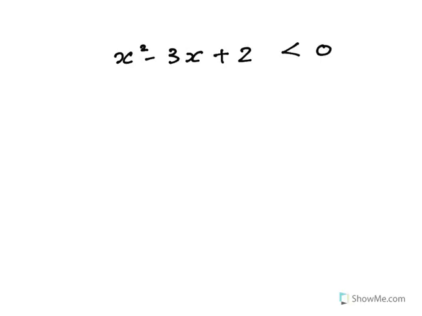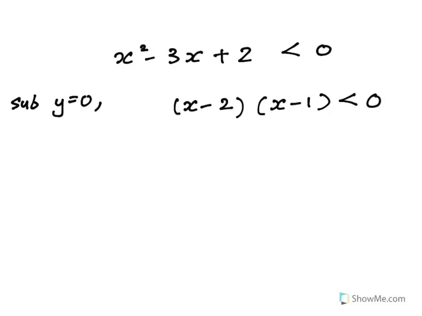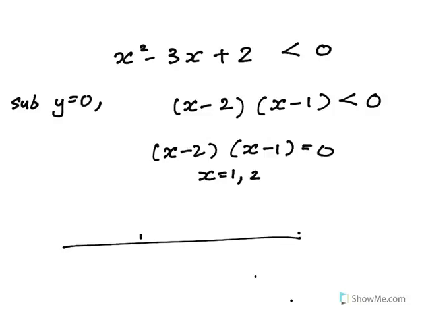What you do is we just treat it like a quadratic equation. For example, you can see I sub y equals 0. If I factorize this, it is like solving (x minus 2)(x minus 1) less than 0. Next thing I do, I sketch the graph. If I were to solve (x minus 2)(x minus 1) equals 0, I'm going to get x equals 1, x equals 2. And this will give me the graph to look like this: 1 comma 0, 2 comma 0.